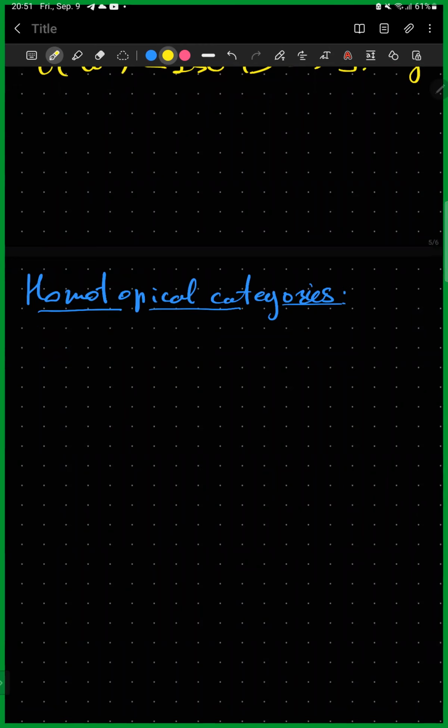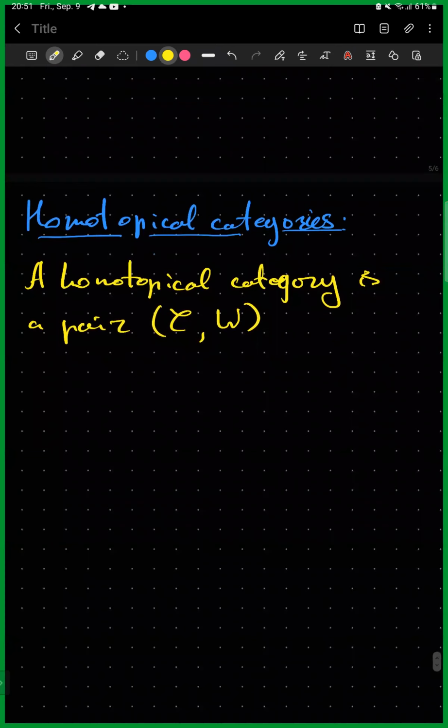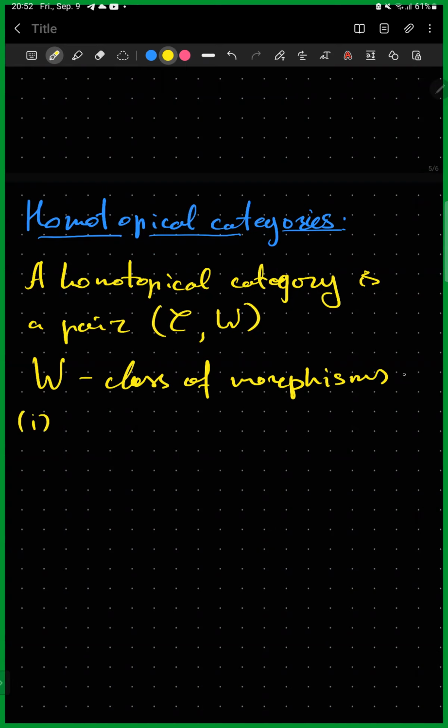So as usual, a homotopical category is a pair (C, W) consisting of a category and a subcategory, or if you will, W is just a class of morphisms for now. But as we will see, the requirements on this class force it to be a subcategory. So what are the properties of W?